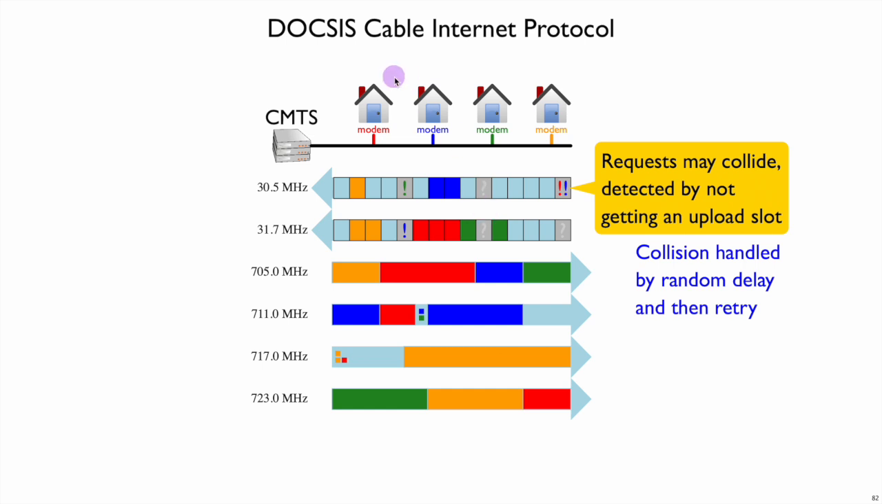So again, you see that this DOCSIS protocol for cable internet manages to use many of the strategies that we talked about. It has some turn taking, it has some frequency division multiplexing, it has time division multiplexing, it has collision detection and random retries, all in one implementation of the link layer.